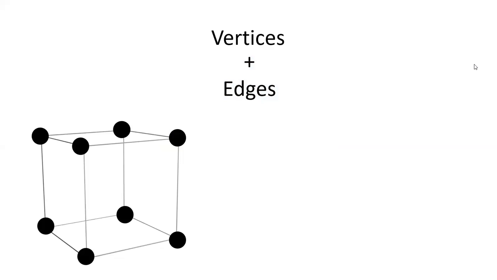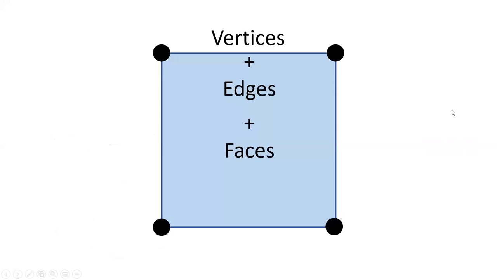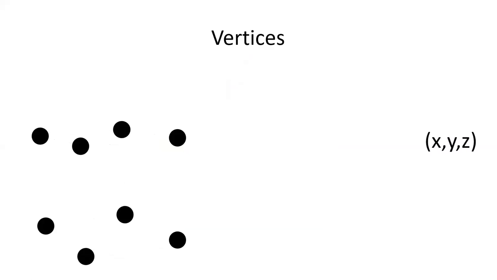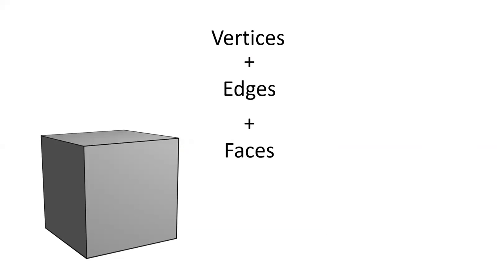So yeah, in 2D, you have 2 dimensions for everything. You define everything with just vertices, edges, and faces, and you have 2 coordinates. But in 3D, you have 3 sets of coordinates.